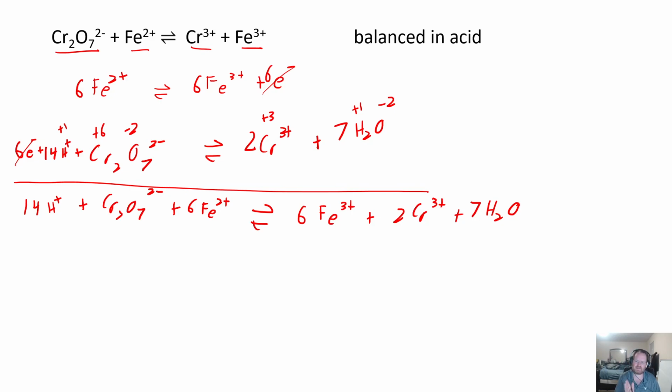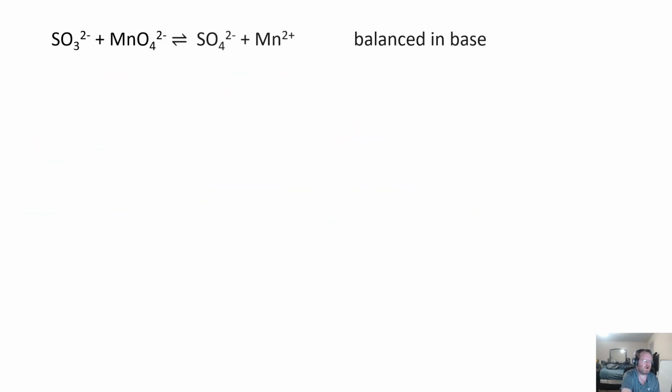Because it's an acid, you would expect to have H+ available to participate in the reaction, so it's reasonable that there are 14 H+ on our reactant side. Next, we'll look at an example that's balanced in base, where we'd have to do one more step because it wouldn't make sense to have H+ readily available in a basic environment. So let's look at that second example that's a little more involved.